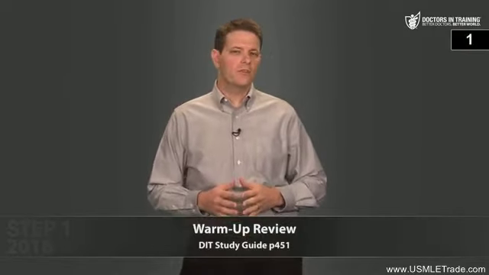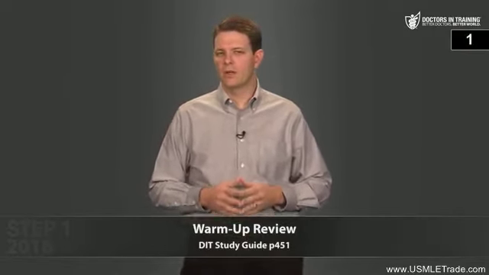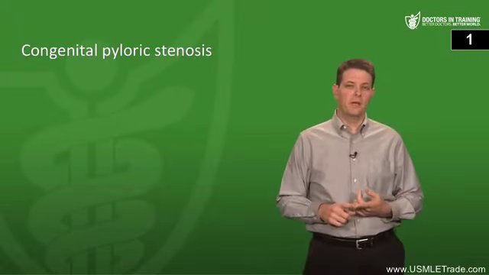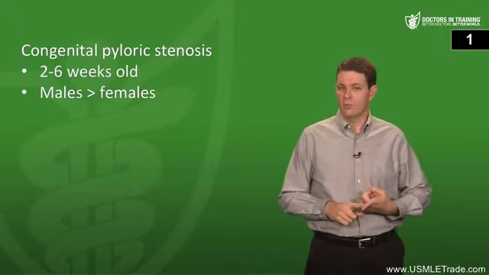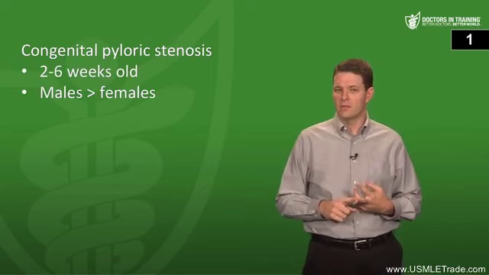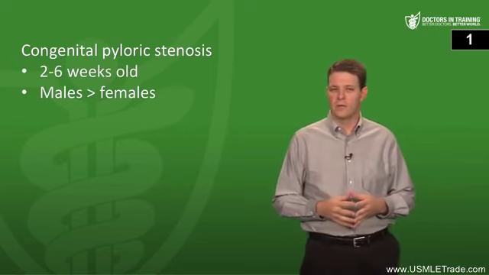Let's go over the answers to the warm-up. First question, what clinical features suggest congenital pyloric stenosis? Well, it's usually seen in patients 2 to 6 weeks of age, and it's more common in male infants than in females. The classic presentation is firstborn males.